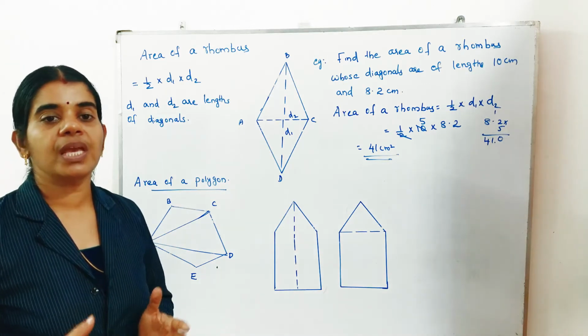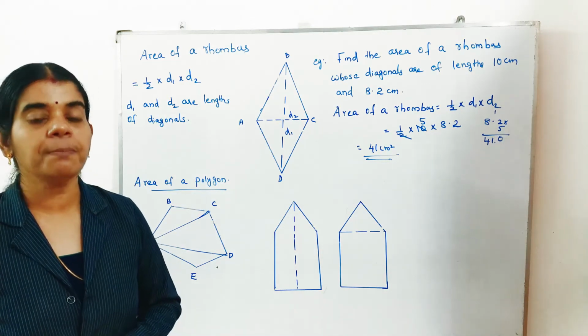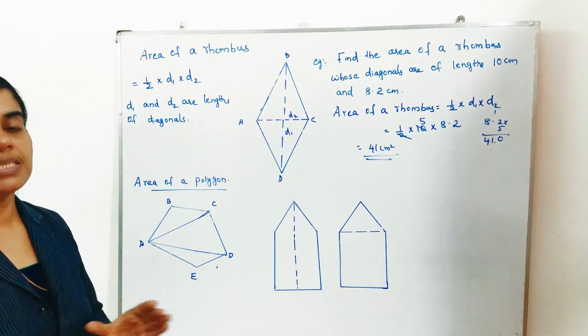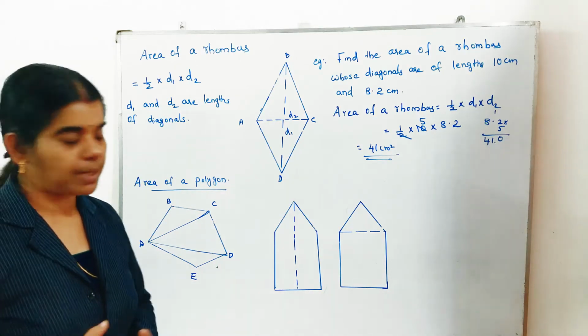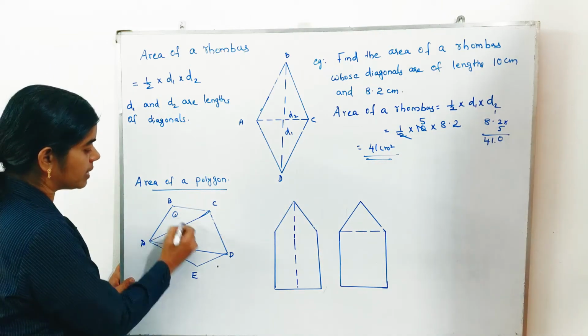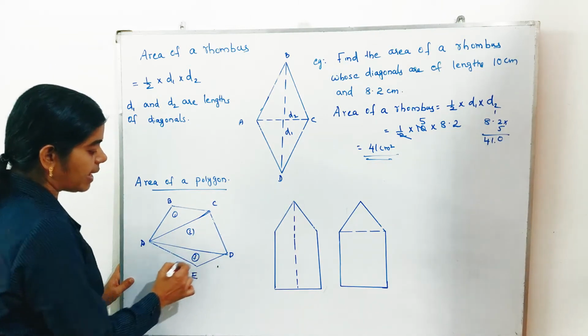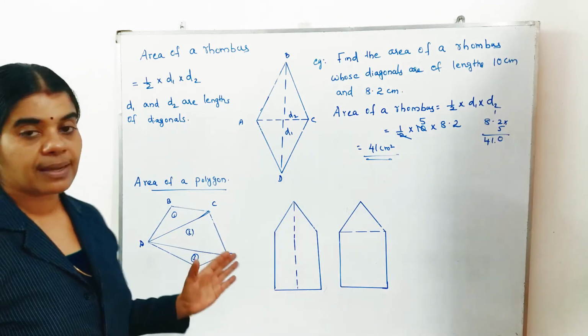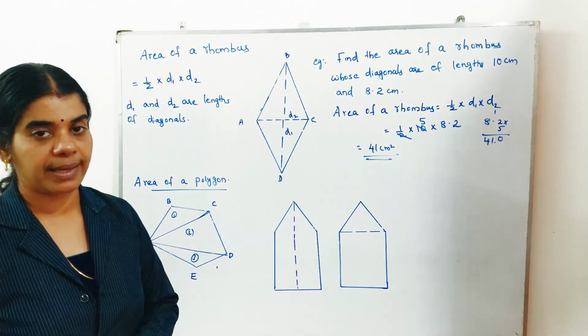We do not know any direct formula for finding the area of a pentagon, so we change that shape into known shapes. We join AC and AD and get triangles 1, 2, 3. We add the triangles' areas, since you know that the area is half into base into height.